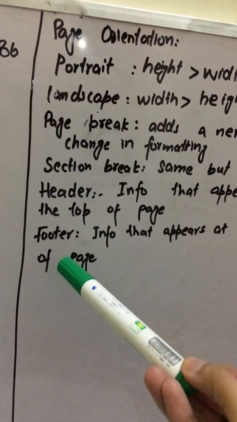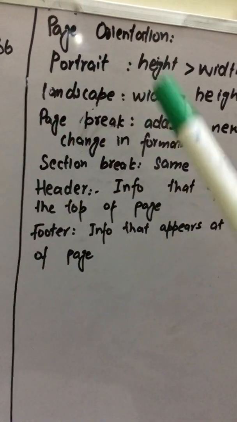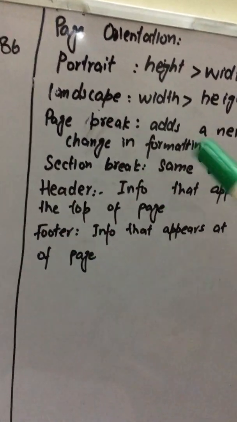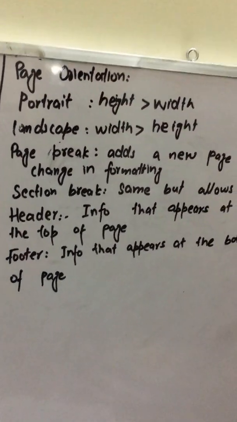This type of information can include your chapter name, chapter title, your page number, your company name, your logo, etc.